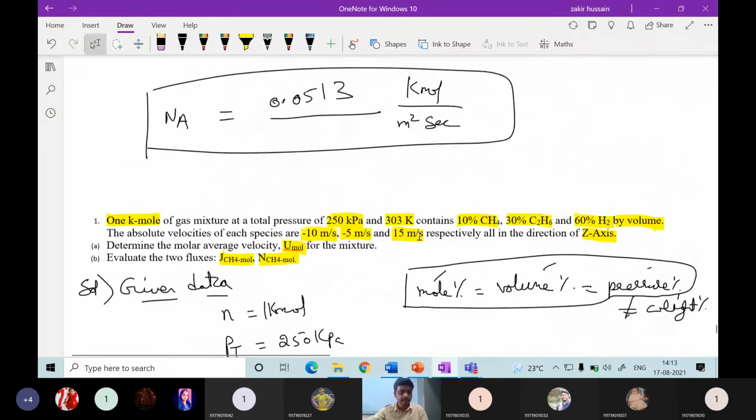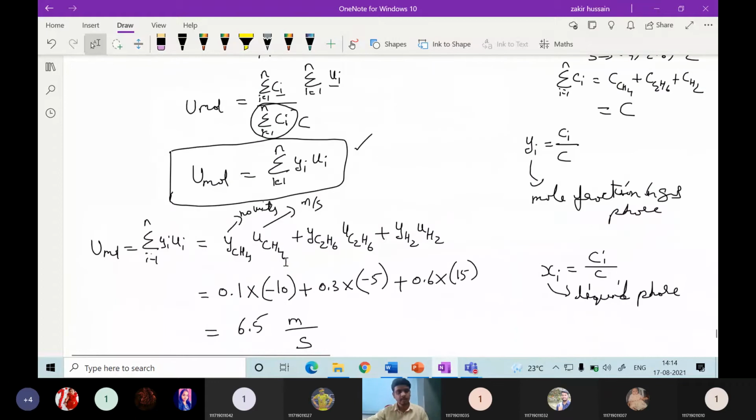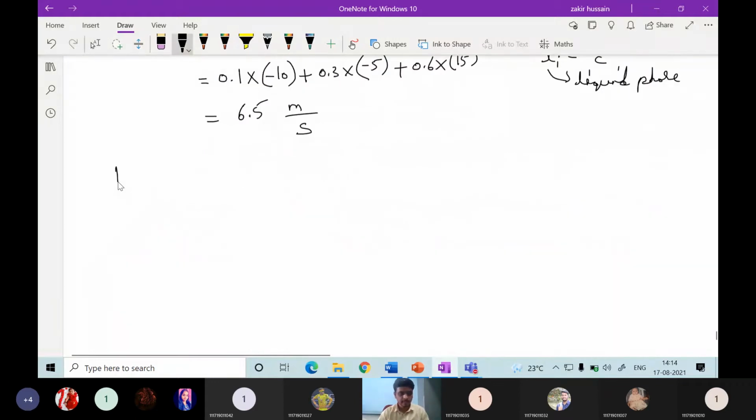Then the next bit is the B bit, which is to evaluate the total flux. Evaluate the total flux J CH4 mole and N CH4 mole in terms of molar quantities only. They are asking us to calculate that. So how to evaluate it? The B bit is nothing but J CH4 mole and N CH4 mole. What is the relationship between fluxes? To define a relationship between fluxes, let us define J CH4, the flux with respect to some arbitrary coordinate.